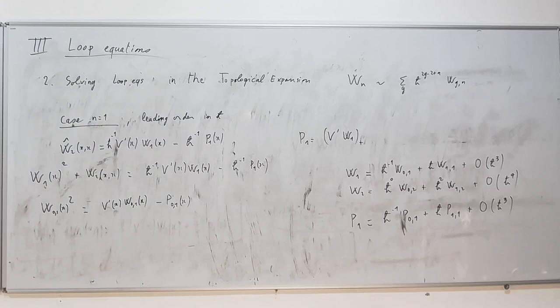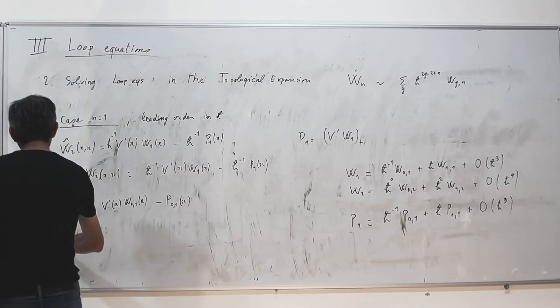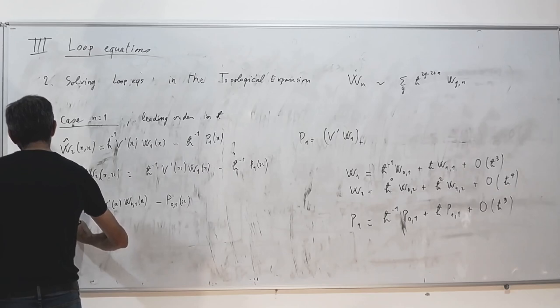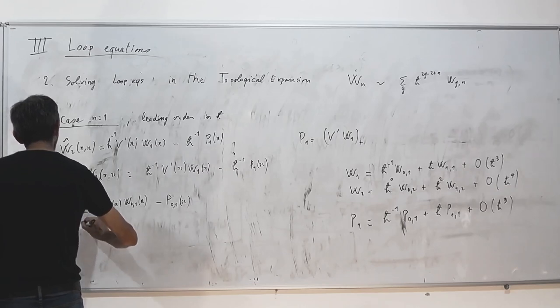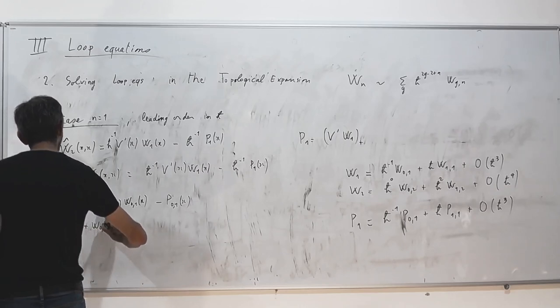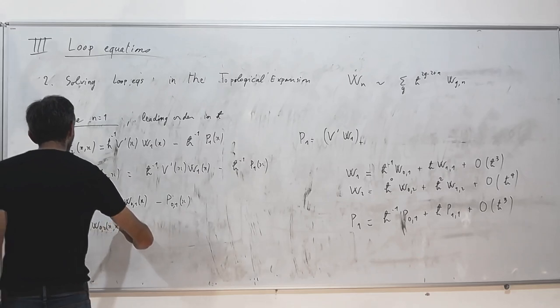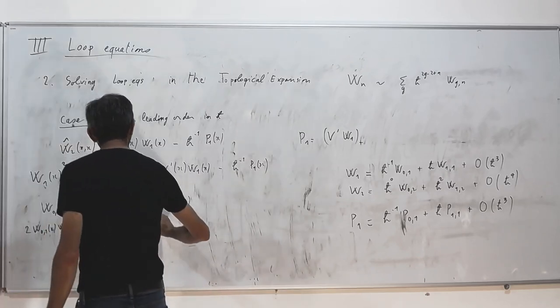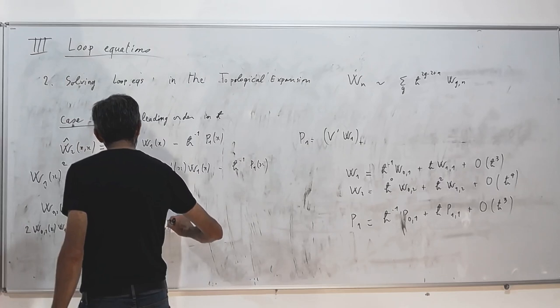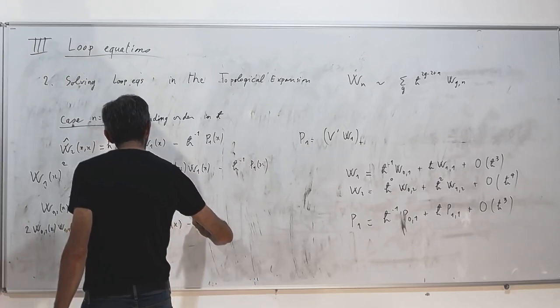We could go to the next order, and I will already write the equation for the next order. The next order is 2 w01 of x, w11 of x, plus w02 of x, x equals v prime of x, w11 of x, minus p11 of x, and so on.